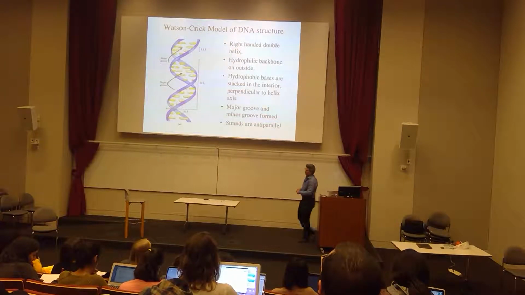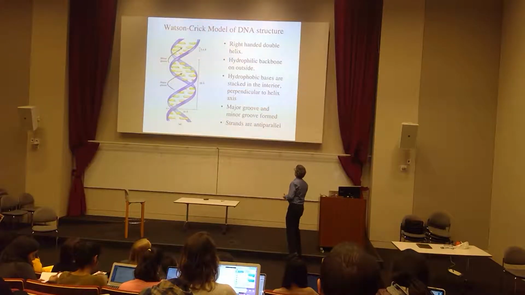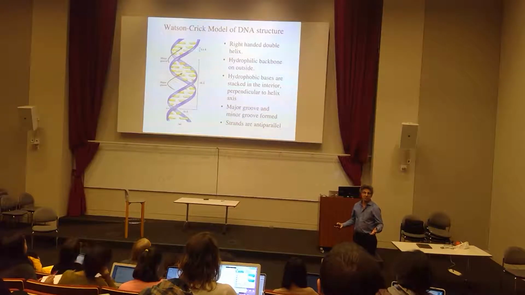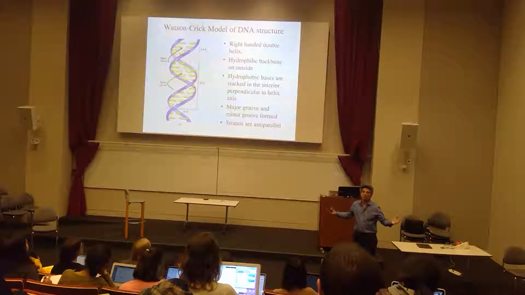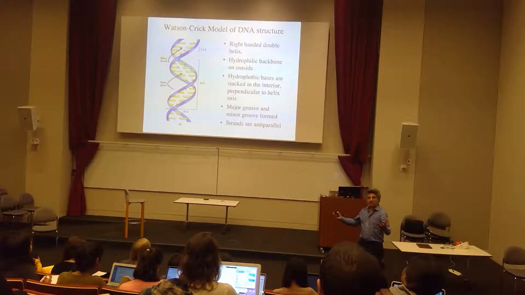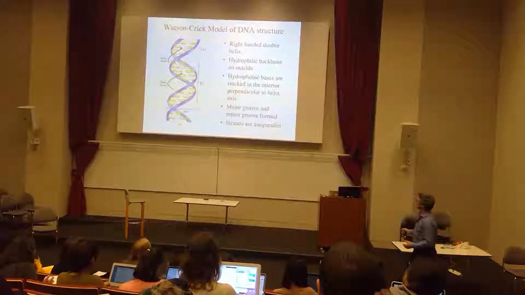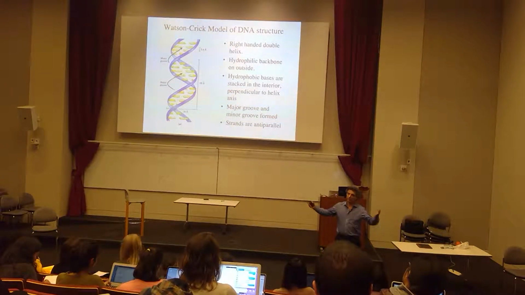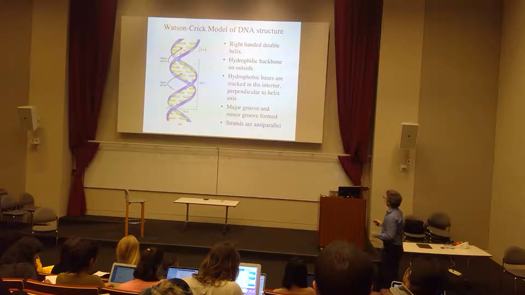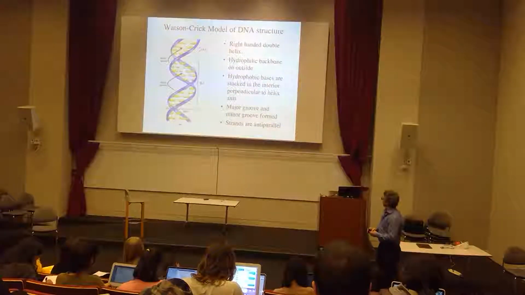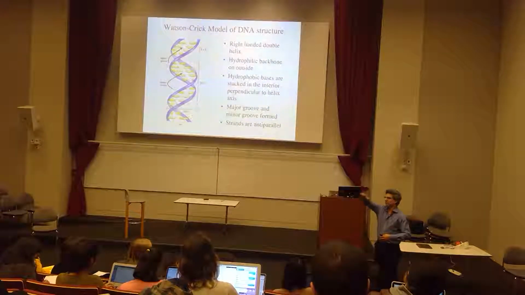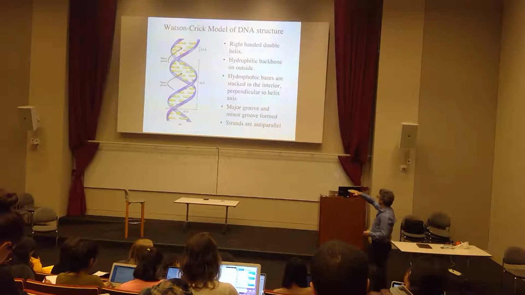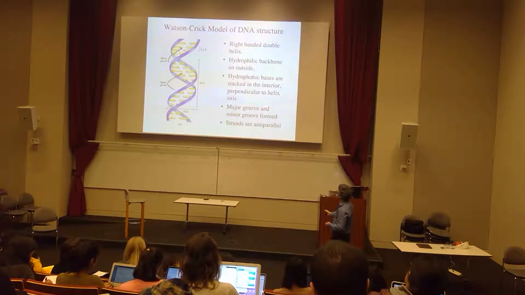So here is the model that Watson and Crick established. It is a double helix. It's a right-handed double helix. Doesn't have to be that way. This is one of the forms of DNA. Turns out in this form it's right-handed. We'll see another example. The backbone is hydrophilic. The interior is hydrophobic. We like that. The bases are stacked in the interior, and they're oriented perpendicular to the axis of the helix. Okay? So they're stacked one on top of the other.